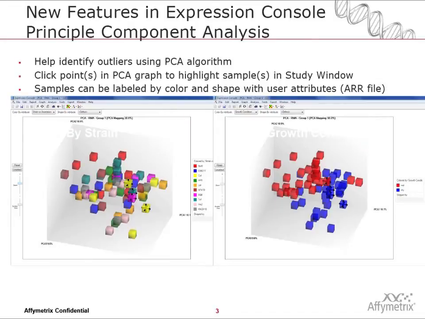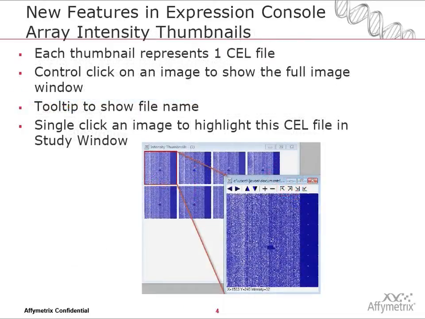The improvements in the Expression Console software include principal component analysis now. It will help identify outliers using the PCA algorithms, with checkpoints in the PCA graph to highlight samples, and samples can be labeled by color, shape, and user attributes, which are available from your sample ARR file. We've also added new features to show the image data as thumbnails, and the key here is that you can see multiple, and with a single click, you can open and do a quick QC analysis of the CEL files that are coming out of the system.